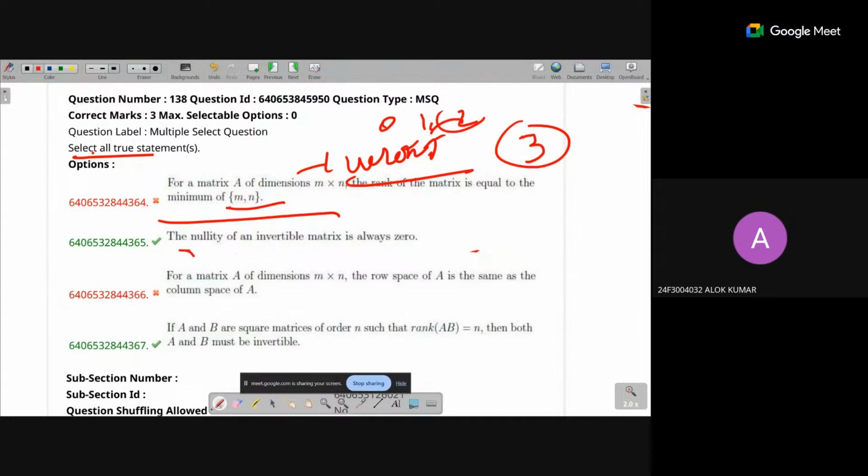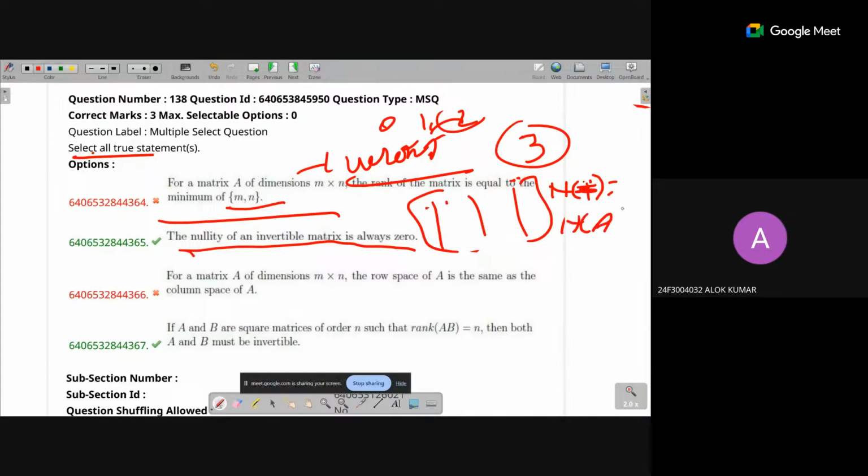And secondly, the nullity of an invertible matrix is also 0. Basically, what is an invertible matrix? Invertible matrix means the columns will be independent. Columns being independent means the rank will be equal to the number of columns of A, and if the rank equals the number of columns, then the dimension of the null space is 0.